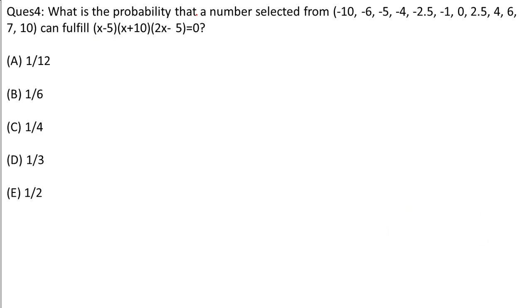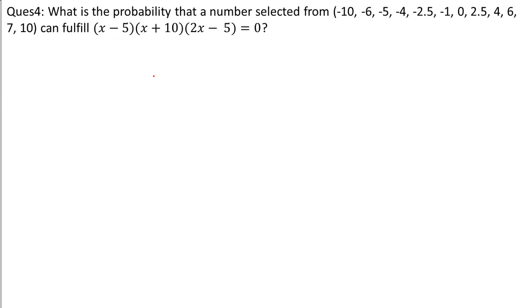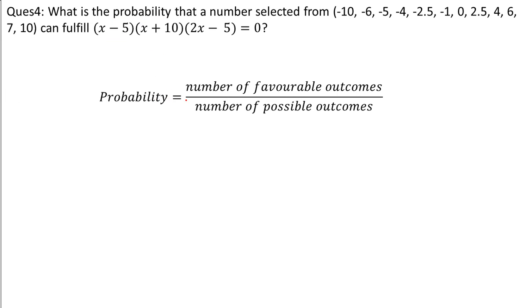Let us move to the second last question, that is question number 4. It says what is the probability that a number selected from this set, which consists of some numbers, can fulfill this condition: (x minus 5) multiplied by (x plus 10) multiplied by (2x minus 5) is equal to 0. So first of all, I should be comfortable with this word probability. So probability is equal to number of favorable outcomes upon number of possible outcomes.